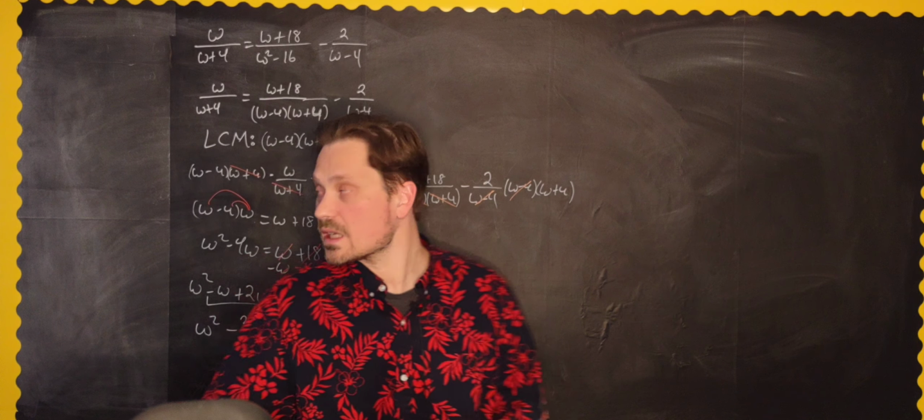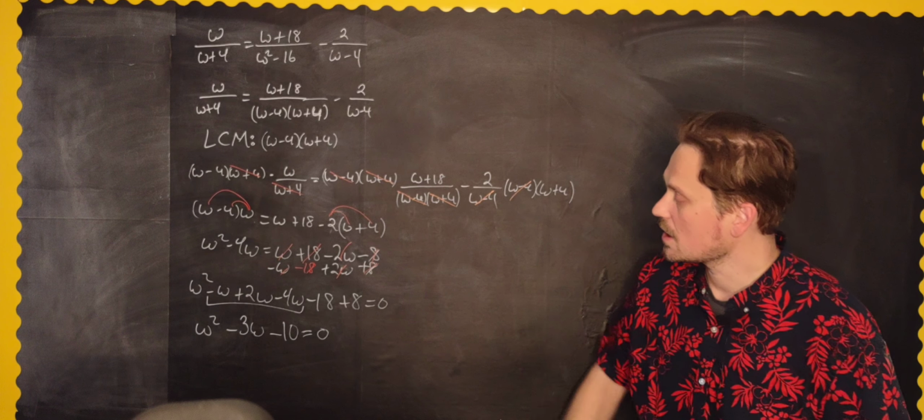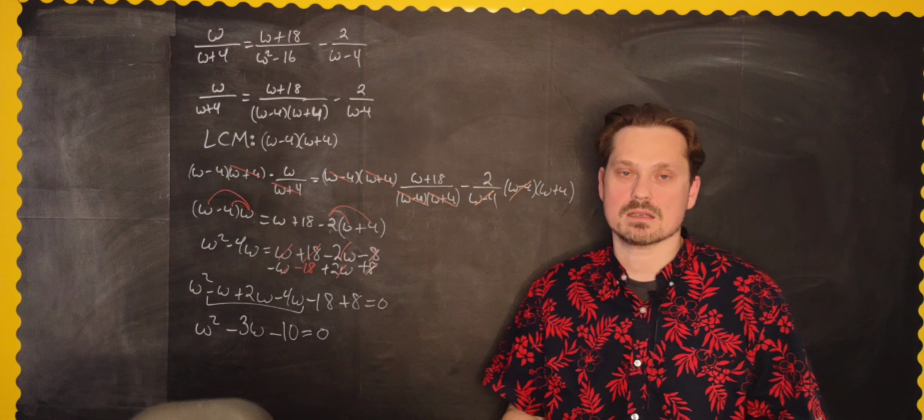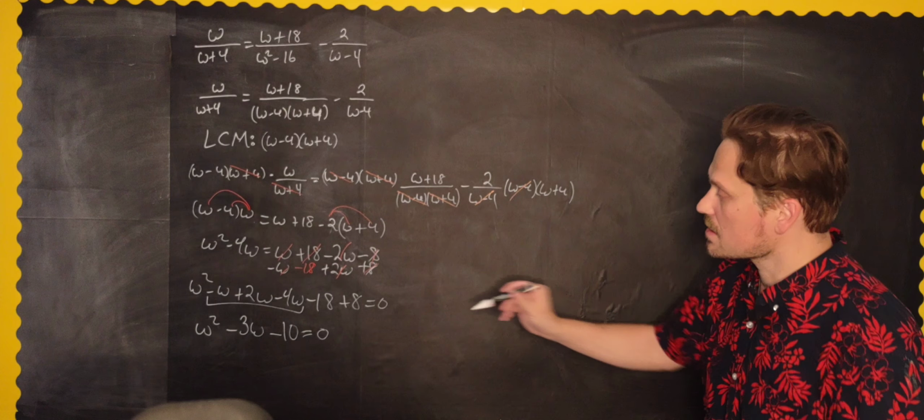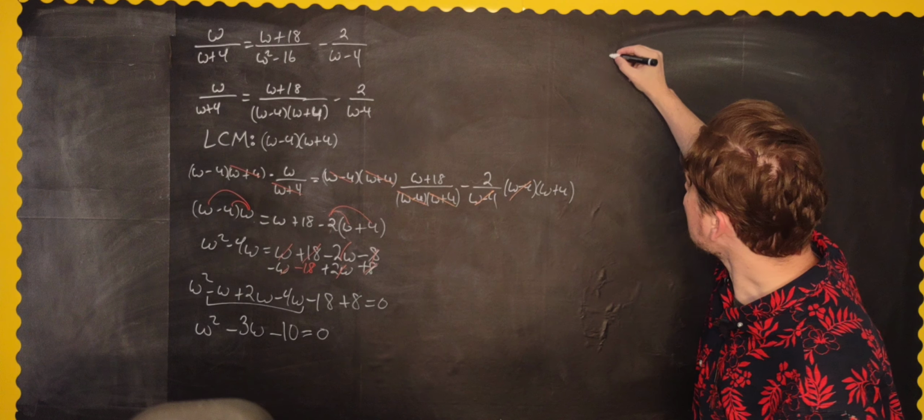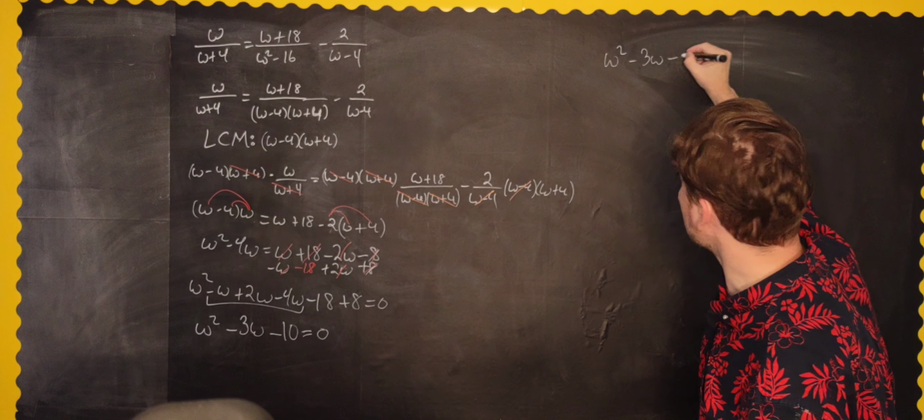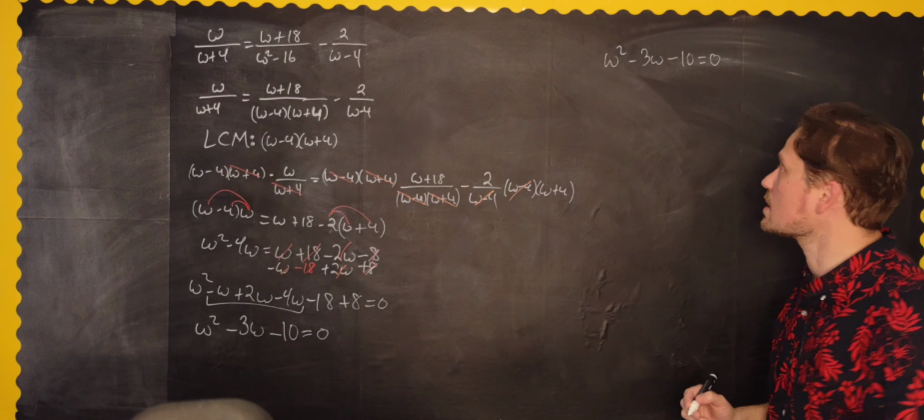So what began as a pretty gnarly, menacing looking rational equation has now been reduced into w squared minus 3w minus 10, a quadratic equation that can actually be done by factoring pretty quickly. So let's do that. I'm going to pick up on the side here. So we have, remember, w squared minus 3w minus 10, and this is equal to 0. You've got to factor the left side.